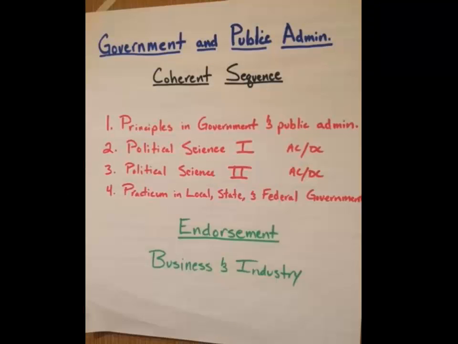We had government and public service, public administration. Our coherent sequence was principles in government and public admin, and then poli-sci 1 and 2, and then a practicum in local, state, and federal government with articulation, dual credit for poli-sci 1 and 2, and our endorsement is business and industry.